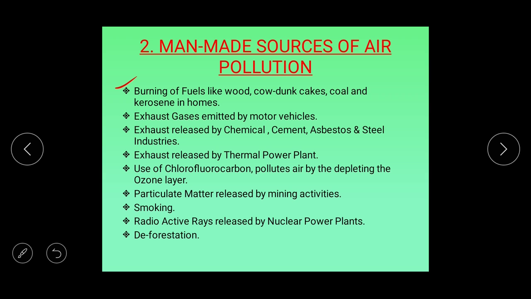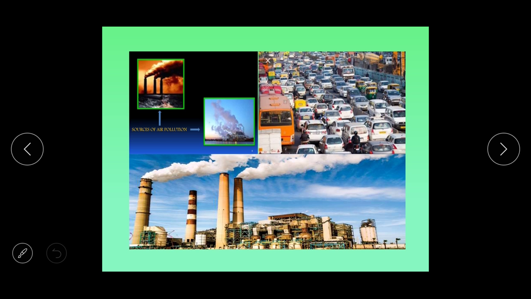Exhaust gases emitted by motor vehicles, exhaust released by the chemical, cement, asbestos and steel industries, exhaust released by thermal power plants, use of chlorofluorocarbon pollutes air by depleting the ozone layer, particulate matter released by the mining activities, smoking, radioactive rays released by nuclear power plants, and deforestation. So here this picture is showing some man-made sources of air pollution.